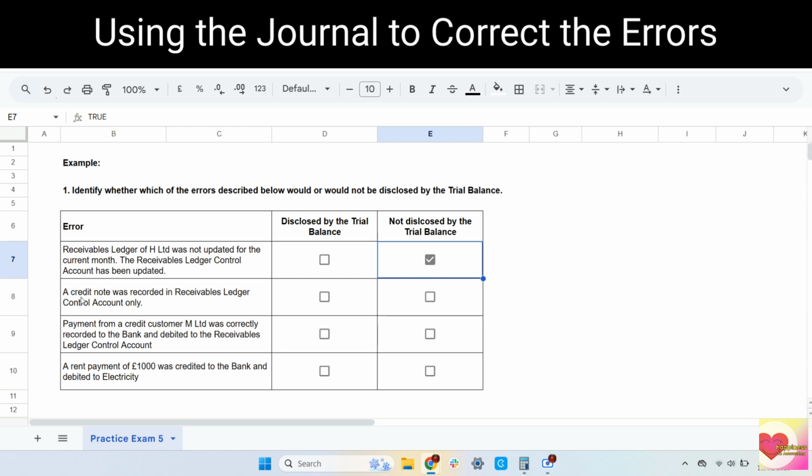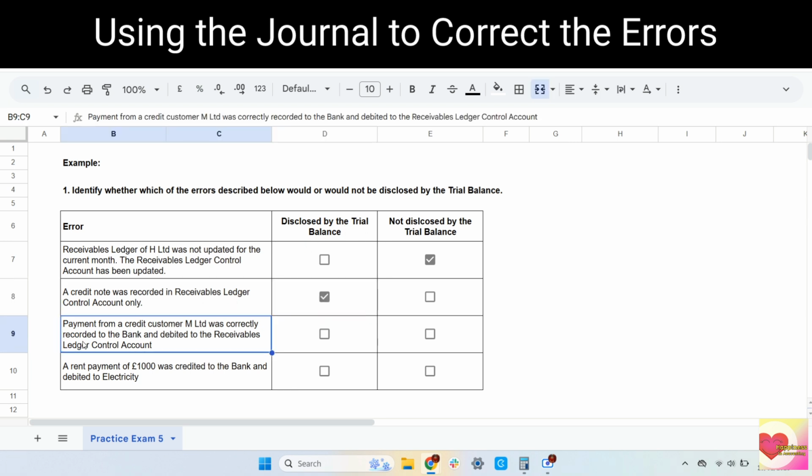Next error, a credit note was recorded in receivables ledger control account only. It means the credit note was recorded to one side only, so this error is an example of single entry. The credit note was recorded in the credit side of RLCA, and no record was made in the debit side of the opposite account. So this error will be disclosed by the trial balance.